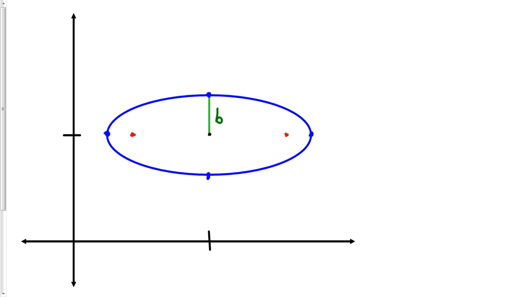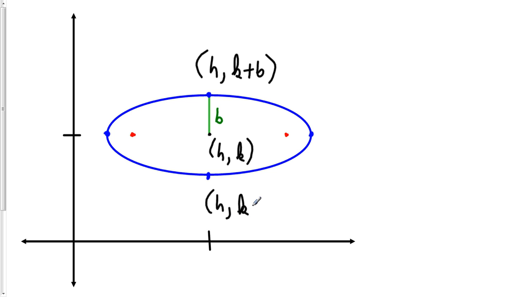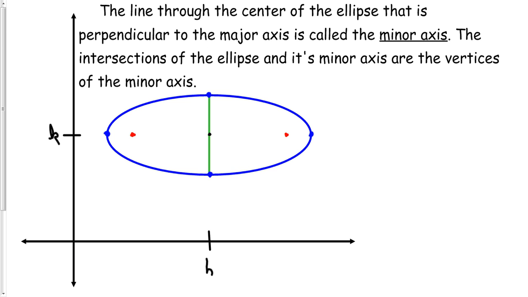Well, since this center point is HK, and it's always HK, just like for a circle, right? Then this point up here is going to be H, the X value is the same because it's above, but it's going to be K plus B. And this point down here is going to be H comma K minus B. Okay, so we have those ordered pairs. They're all looking nice. All right, now we've dealt with the major and minor axis.